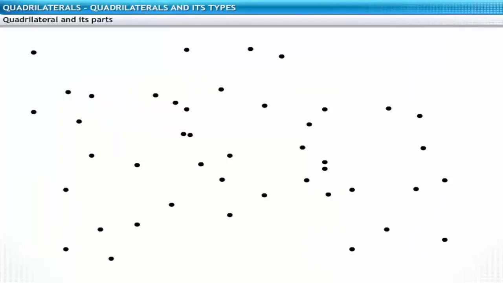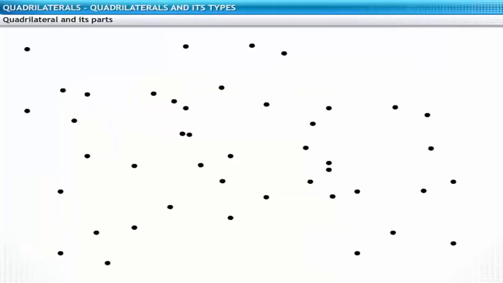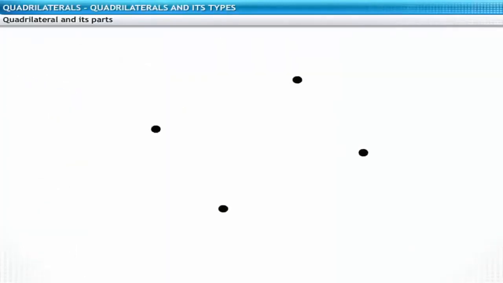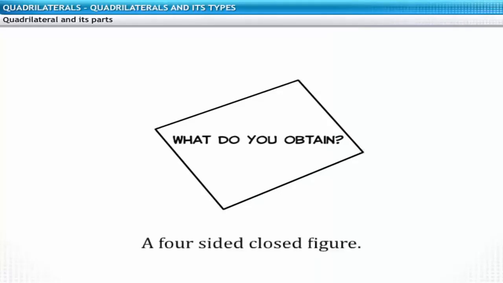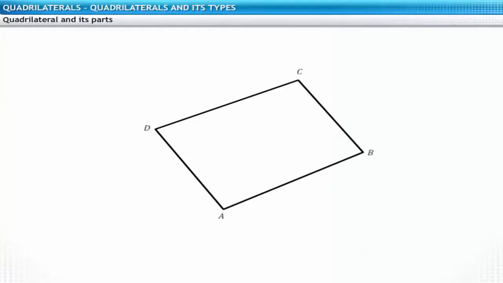Look at these points on a plane. Consider any 4 points such that no 3 points lie on the same line. Join the points in a clockwise or anti-clockwise direction. What do you obtain? A 4-sided closed figure. This is called a quadrilateral. A quadrilateral has 4 sides.